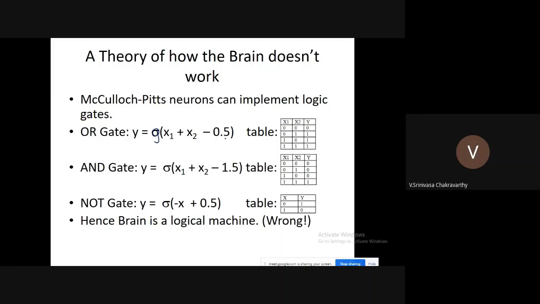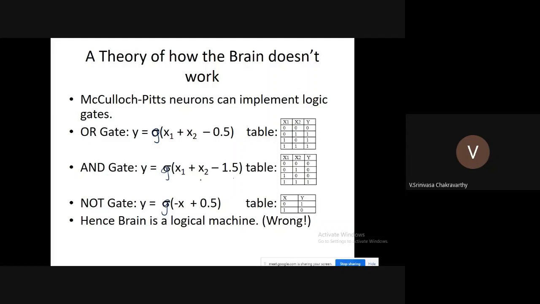Here also, in the previous case, any bias term slightly greater than 0 and slightly less than 1 should have worked. So this will satisfy the AND gate truth table. In case of the NOT gate, it's very simple. It's G of minus x plus 0.5, or any value between slightly greater than 0 and slightly less than 1 would have worked. All right.